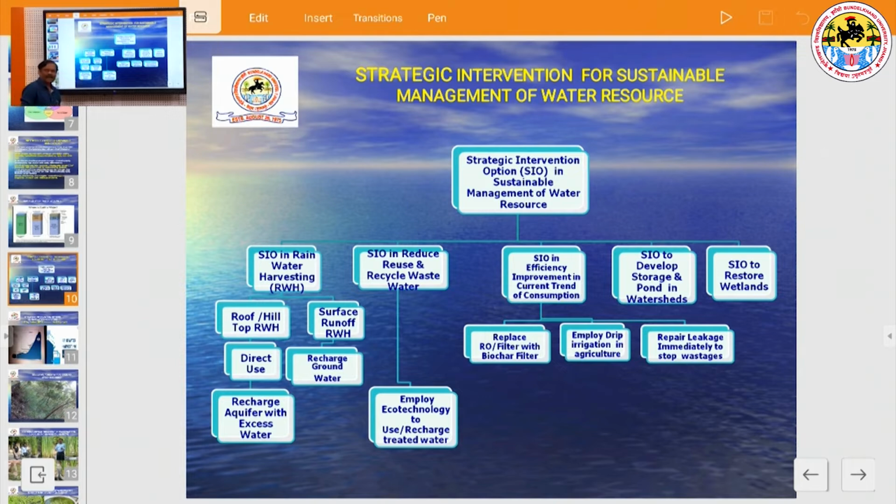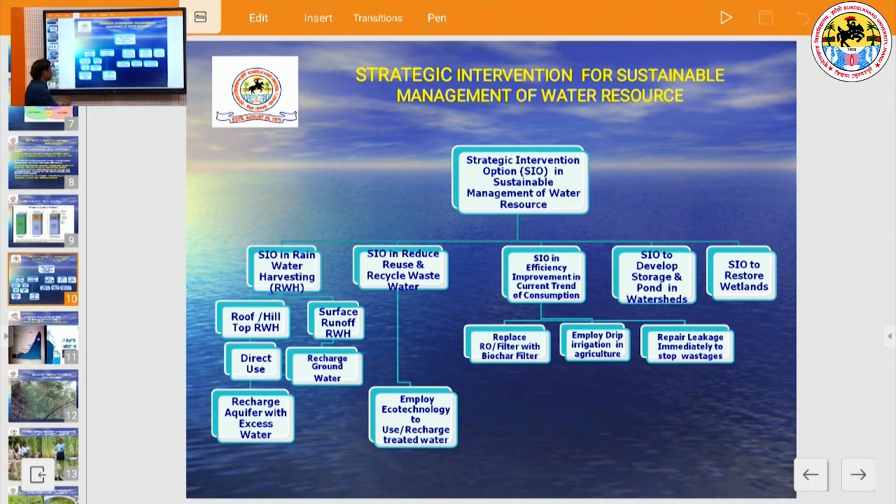In my work, I have tried to go into this type of strategic intervention. The first one is strategic intervention in rainwater harvesting; the second, in reducing, reusing and recycling wastewater; the third, strategic intervention in efficiency to improve the current trend of consumption; next, developing storage and ponds in watersheds; and the last intervention is to restore wetlands.